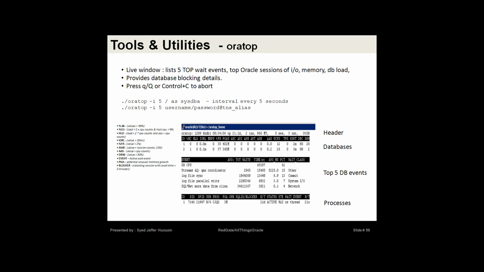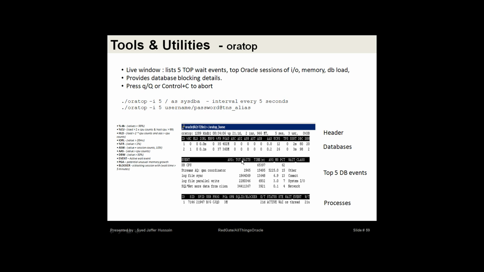It basically has 4 sections: a header section, database section, top 5 DB events, and processes. The first one represents the overall picture of your database: the database ID, the database name, how many days it's been up, how many instances it has, and what the utilization of the database is. The second section, the instance section, represents the load of that instance on the node, for example the CPU and all these statistics you see on your left.